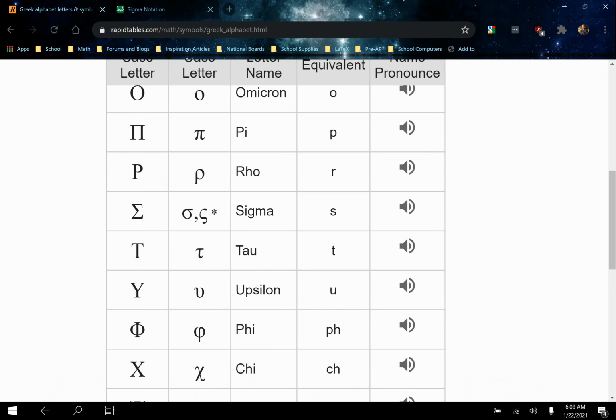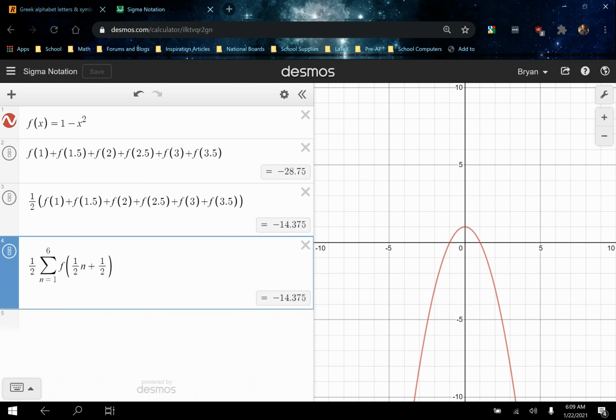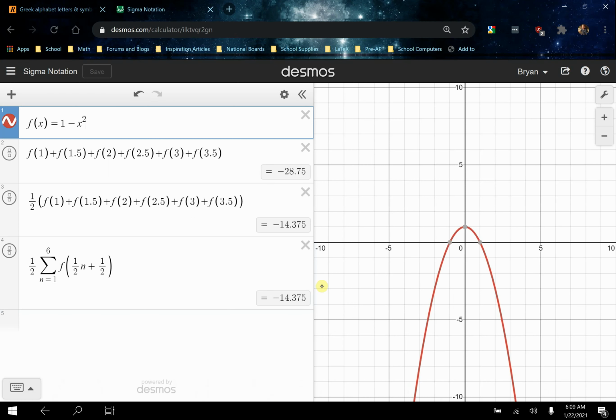Well, I actually set it up on Desmos for you. So we have f of x equals 1 minus x squared, a downward facing parabola with a y-intercept of 1. I showed you what happens if we sum all of these up. I used decimals instead of fractions, but either way, I showed you what our approximation would be, so half of that. And then I showed it to you using our sigma notation.